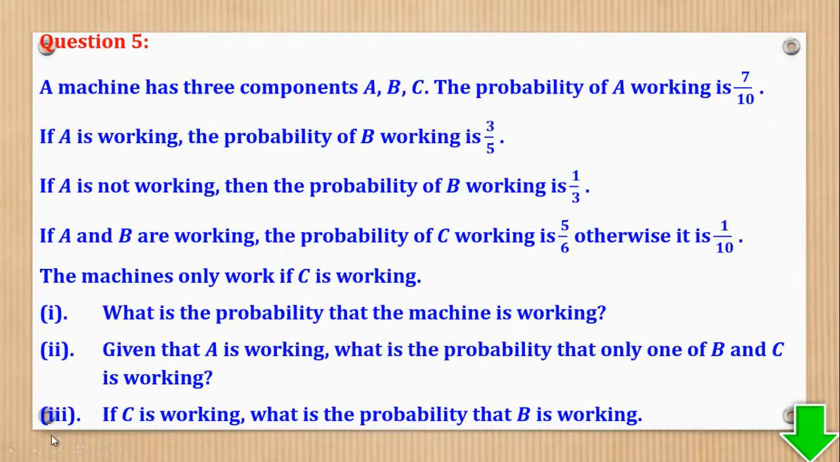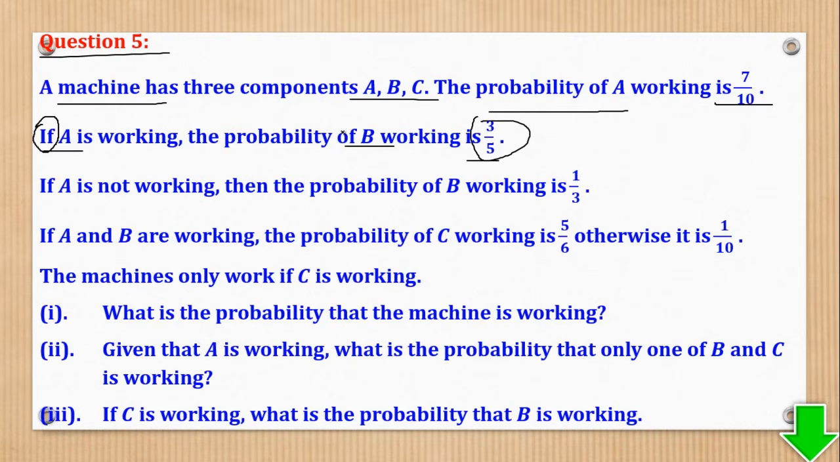So now we shall go to question 5. Question 5 says, a machine has 3 components A, B, and C. The probability of A working is 7 over 10, and if A is working, the probability of B working is 3 over 5. Now note this, if. Now this word if is very vital. It means it is a condition for you to get this B. Therefore it is a dependent event. Then if A is not working, then probability of B is 1 over 3.